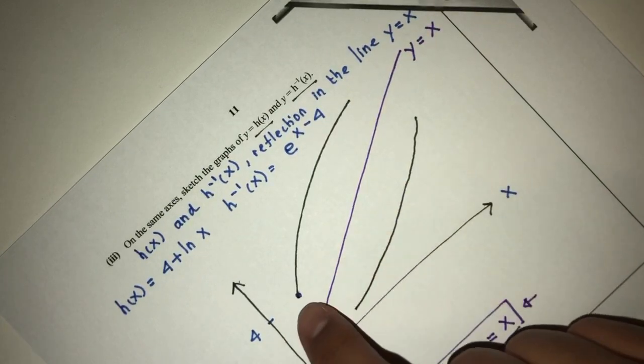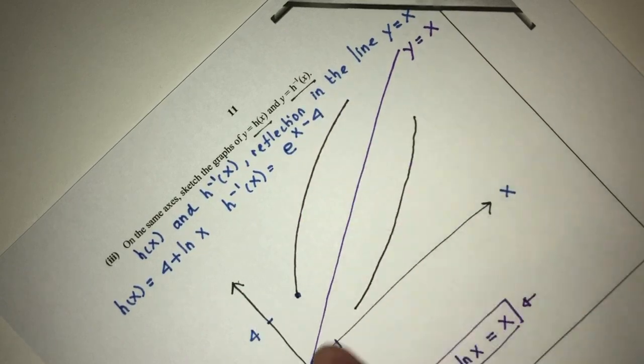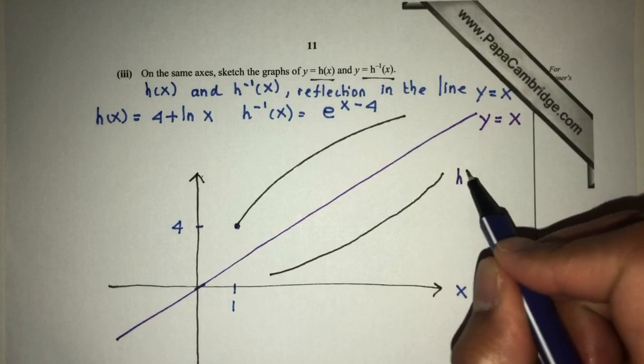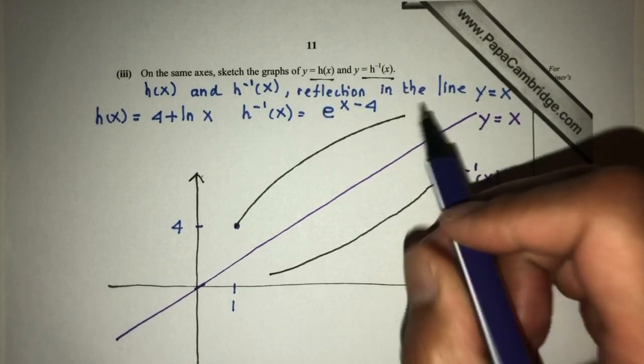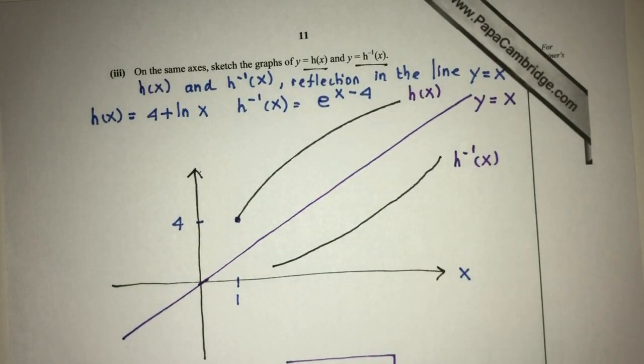This will be, so first draw the h of x that you know, and then reflect this in this, and finally, of course, just label the two so they know exactly which one you are referring to. This is the inverse, and this is h of x. Okay, and that will be your answer for part 3.